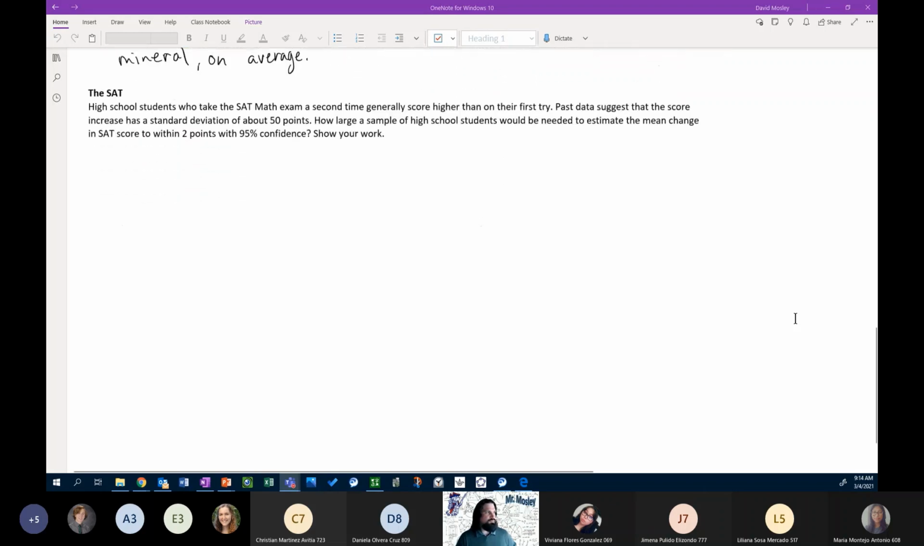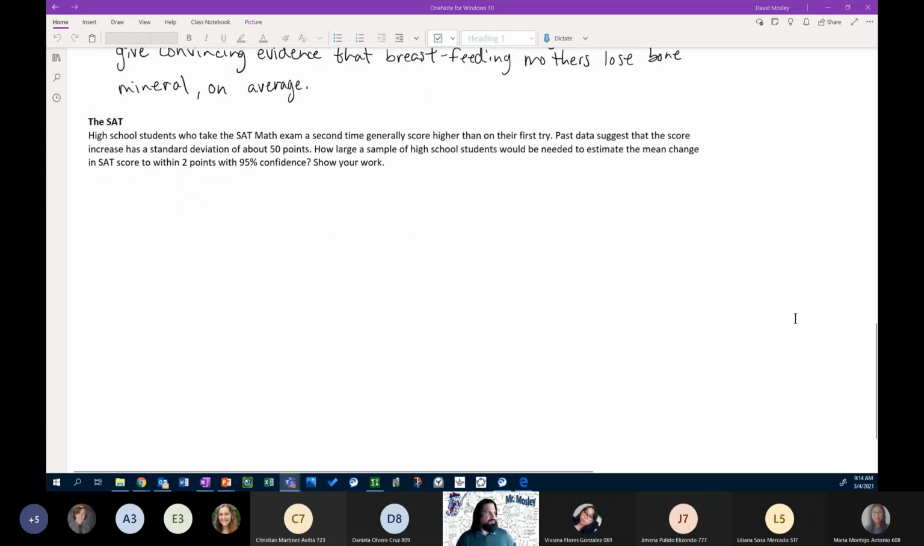All right. So we'll go to our last example here. We have the SAT. High school students who take the SAT math exam a second time generally score higher than on their first try. Past data suggests that the score increase has a standard deviation of about 50 points. We'll need that. How large a sample of high school students would be needed to estimate the mean change in SAT score within 2 points with 95% confidence?